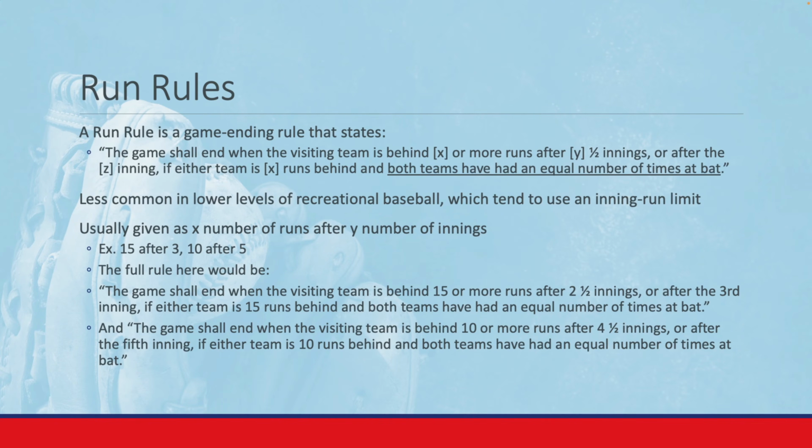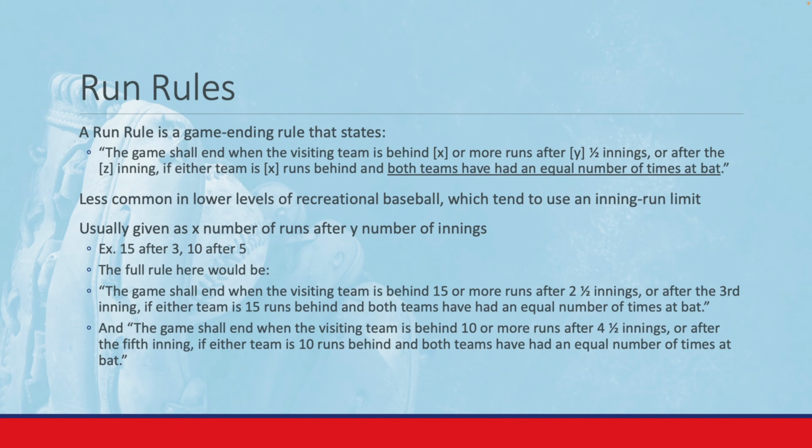Usually, it's given as X number of runs after Y number of innings. An example would be 15 runs after 3 innings and 10 runs after 5. Thus, the full rule would read, the game shall end when the visiting team is behind 15 or more runs after 2.5 innings, or after the third inning if either team is 15 runs behind and both teams have had an equal number of times at bat. So to analyze this, after the visiting team has completed their 3 at-bats and they trail by 15 or more runs, then the game is over. And after the home team completes their third at-bat, if they're trailing by 15 or more runs, the game is over.